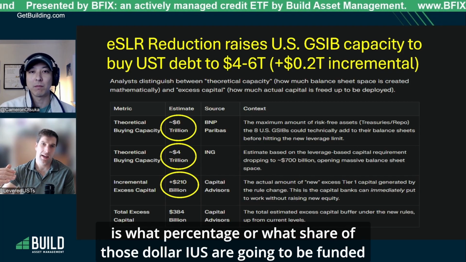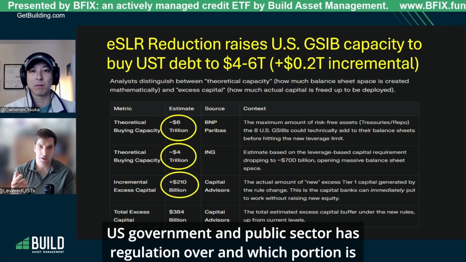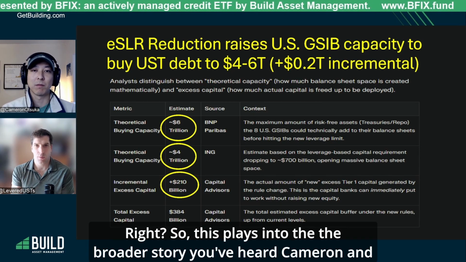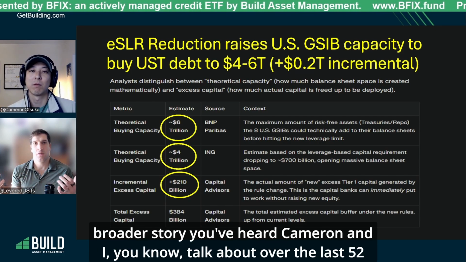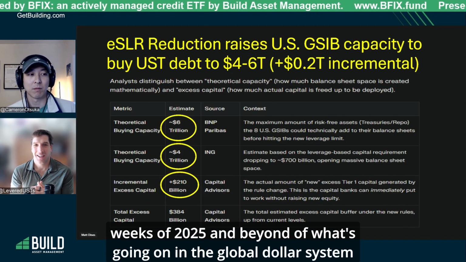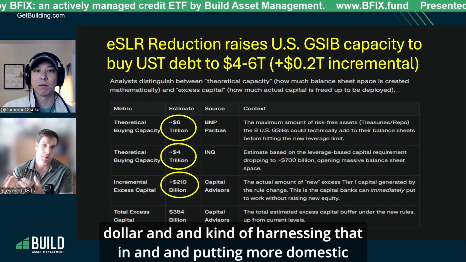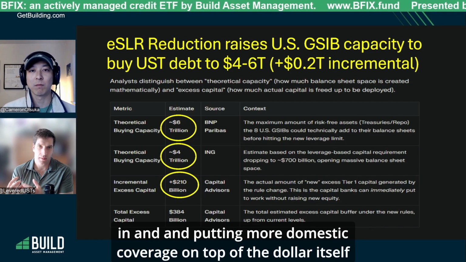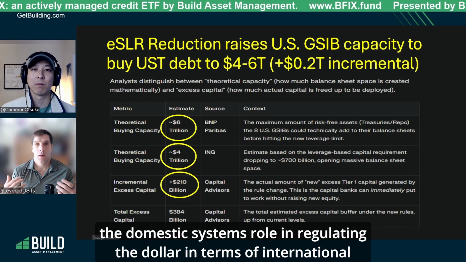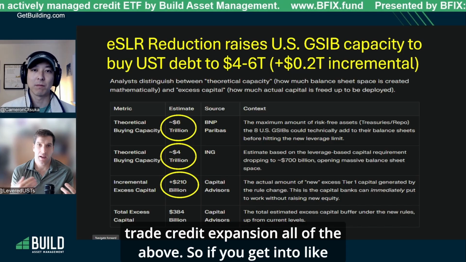What this actually impacts is what share of those dollar IOUs are going to be funded by the onshore banking system, which the U.S. government and public sector has regulation over, and which portion is going to go cross-border or offshore, right? So this plays into the broader story you've heard Cameron and me talk about over the last 52 weeks of 2025 and beyond, of what's going on in the global dollar system itself, the reining in of the offshore dollar and harnessing that in, and putting more domestic coverage on top of the dollar itself, or the domestic system's role in regulating the dollar in terms of international trade, credit expansion, all of the above.